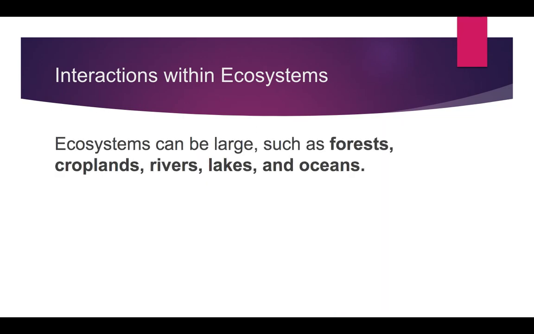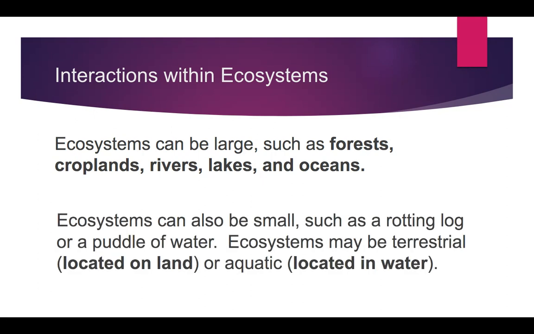Now you might think that ecosystems have to be fairly large, like forests, rivers, in order to have both living and non-living components. However, they can also be very small, like a rotting log or a puddle of water. Both of these have living things like microorganisms or insects and non-living components like water or soil. So these are technically ecosystems too.